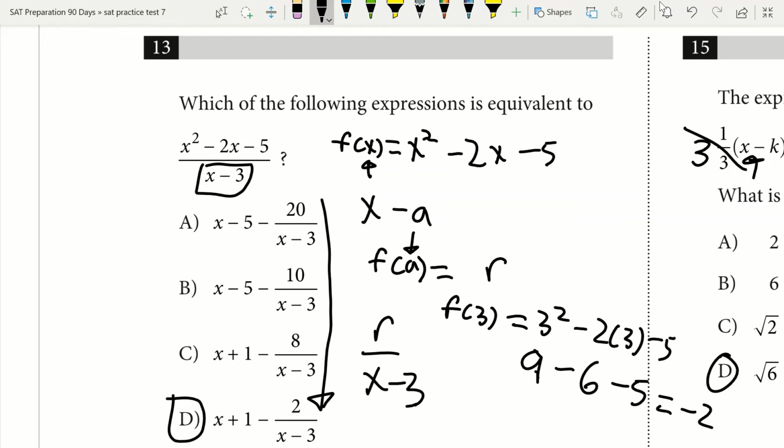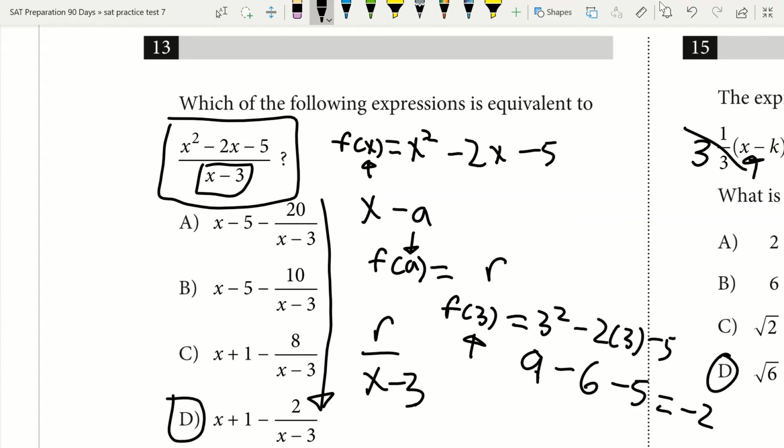My only answer with this negative 2 here is going to be answer choice D, so D will be my answer. So notice how much quicker that was than actually writing out this full division problem right here. If I was to take the time and do that full division problem, that's going to take me a lot longer than about 30 seconds or less, which is what it took me to solve for what f of 3 was. So that's a little SAT math trick you can use to save time.